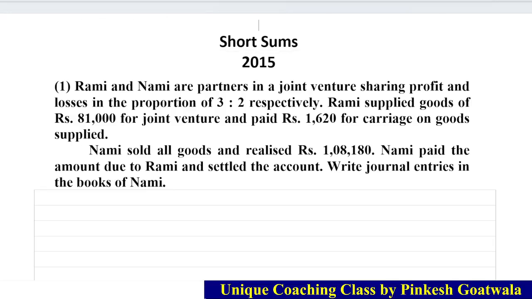So let's start. First of all, this short sum has been asked in University 2015. Rami and Nami are partners in a joint venture sharing profit and loss in the proportion 3 to 2 respectively. Rami supplied goods of 81,000 from joint venture and paid 1620 for carriage on goods supplied. Nami sold all the goods and realized 108,180. Nami paid the amount due to Rami and settled the account. Write journal entries in the books of Nami.